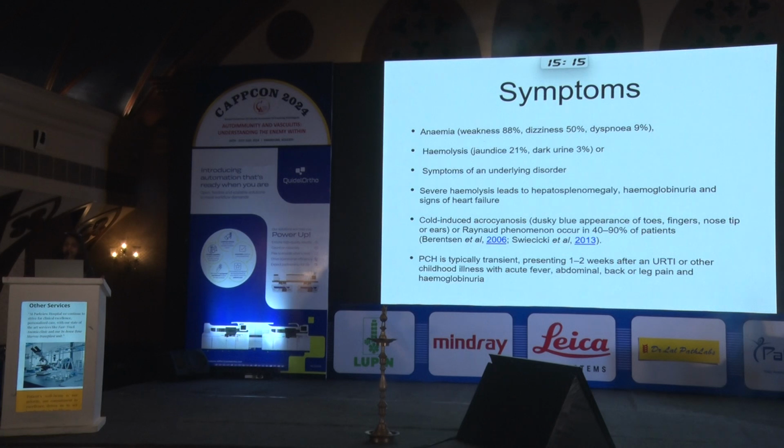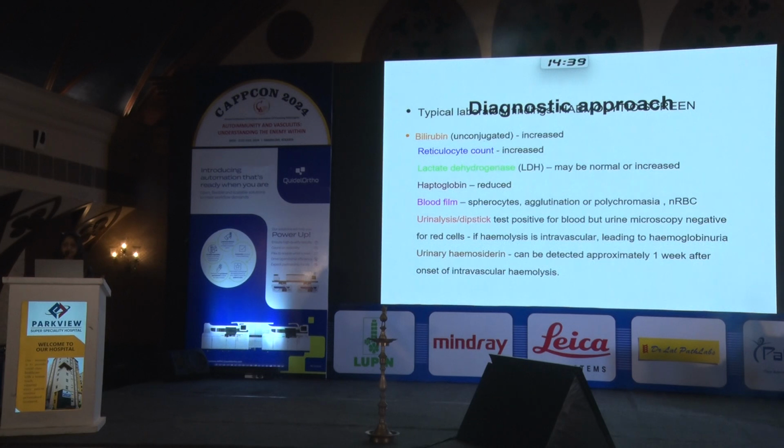The much rarer type is cold agglutinin disease, where you see cold-induced acrocyanosis, where they get dusky blue fingers. They can have a dusky blue nose tip or ears, and this occurs in about 40 to 90% of the patients who have typical CHAD with an underlying SLE. PCH, paroxysmal cold hemoglobinuria, is rather rare, more common in children, and presents 1 to 2 weeks after an upper respiratory tract infection with acute fever, leg pain, back pain, and hemoglobinuria. This fortunately settles spontaneously. So when we look at the diagnostic approach, what are the typical lab parameters?